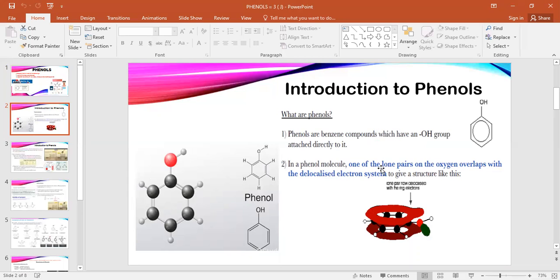In phenol, one of the lone pairs on the oxygen overlaps the delocalized electron system to give a structure like this. This is oxygen having two lone pairs, and these lone pairs delocalize over the whole ring, which makes phenol more acidic as compared to alcohol.